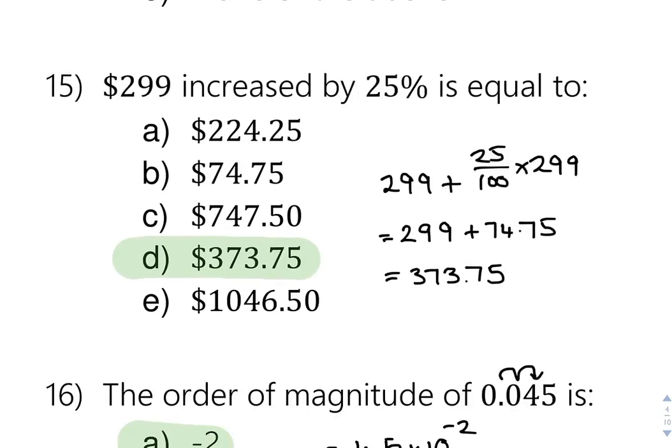299 increased by 25%. The method I've got written here is I'm taking my original value and adding 25% of 299, so 25 divided by 100 times 299. Add that together and I get 373.75. The other method is I could do 1.25 times 299, which would give me that same result.